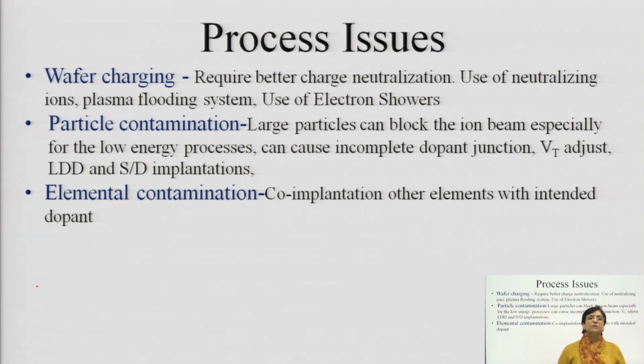Then you have something known as elemental contamination also, because you can have co-implantation happening, where along with the intended dopant you may have other dopant species because of the metal holders which hold the wafers. There are also other metal particles as a part of the furnace fabrication, like whenever you are designing the furnace there can be some metal parts which are a part of the system as a whole.